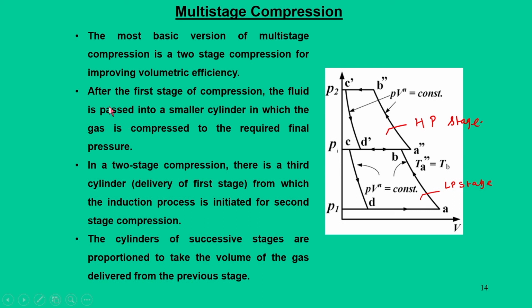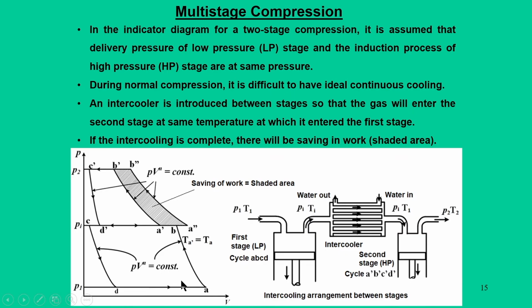So, the very basic summary is that after the first stage compression, the fluid is passed into the smaller cylinder in which the gas is compressed to the required final pressure. So, in a two stage compression there is a third cylinder from which the induction process is initiated for the second stage compression. So, cylinders of successive stages are proportioned to take the volume of the gas delivered by the previous stage. So, a typical version of two stage compression goes like this.